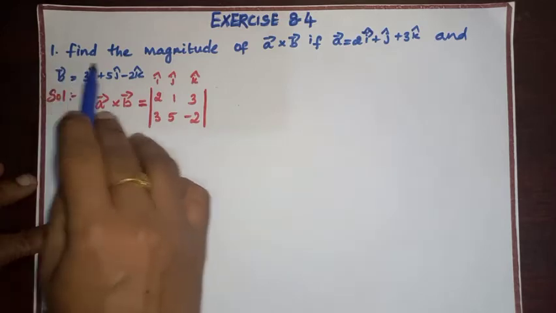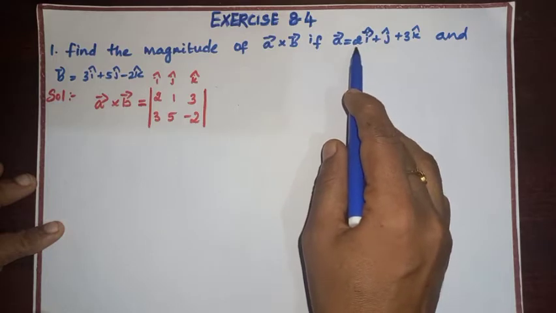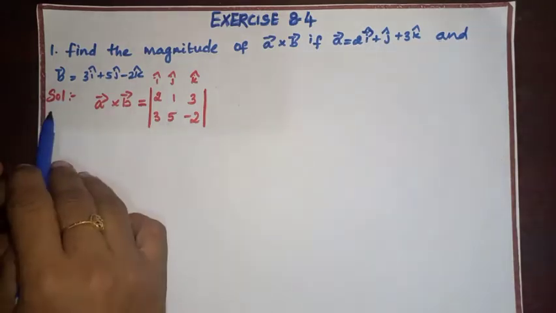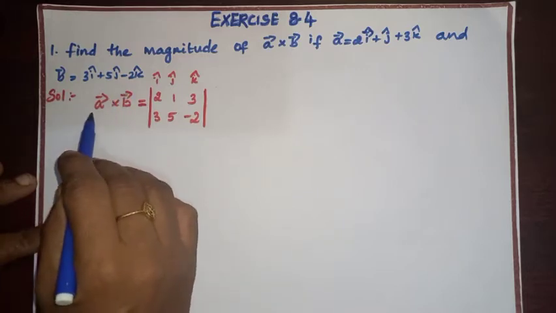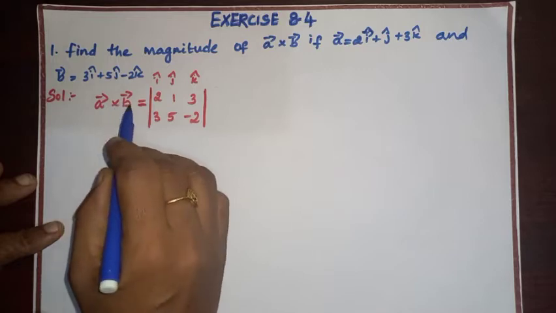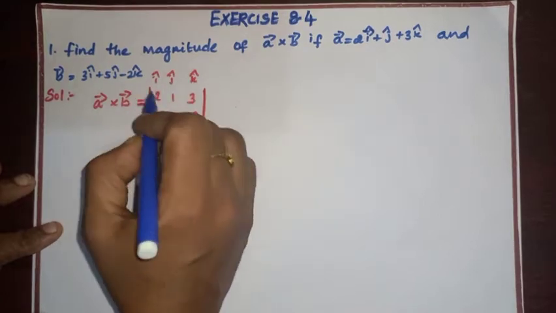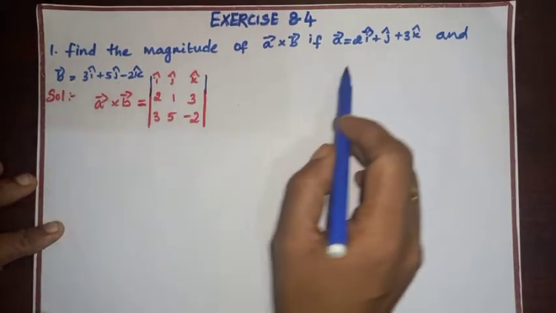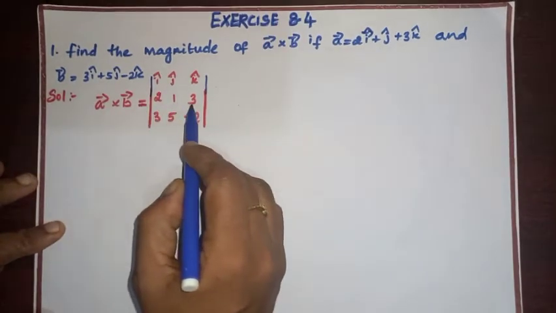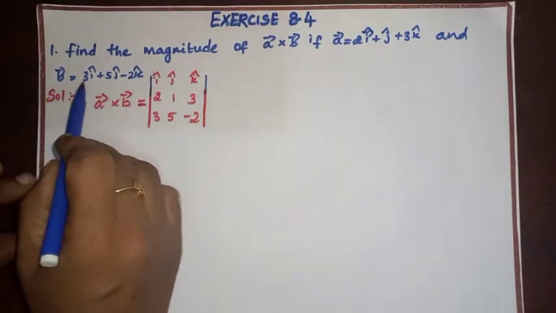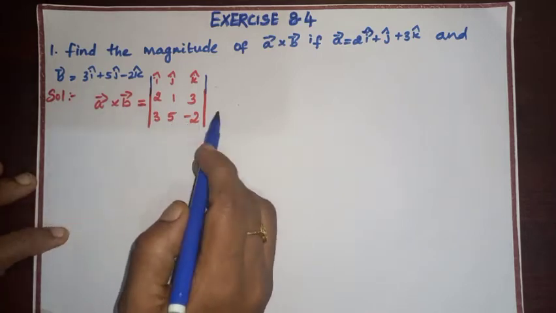Sum number 1. Find the magnitude of vector A cross vector B if vector A equals 2i plus j plus 3k and vector B equals 3i plus 5j minus 2k. So first we are going to find vector A cross vector B. We have to write it in the form of a determinant with i, j, k as the first row, the coefficients of i, j, k in vector A, which are 2, 1, 3, as the second row, and the coefficients of i, j, k in vector B, which are 3, 5, minus 2, as the third row.